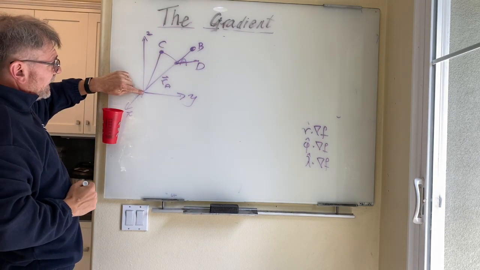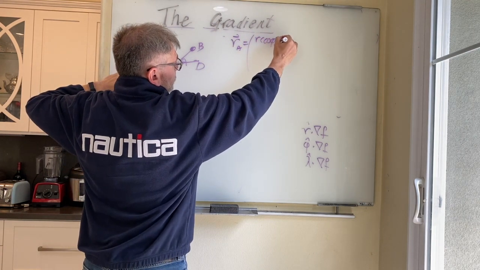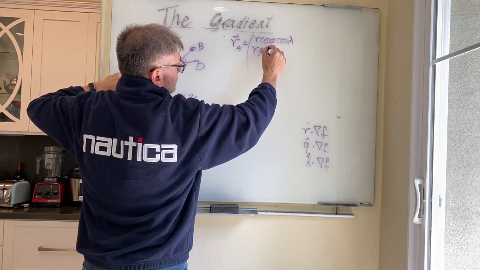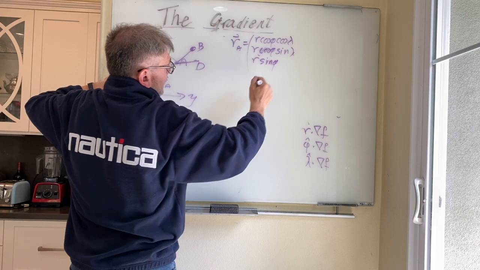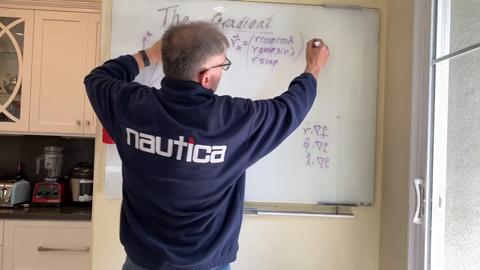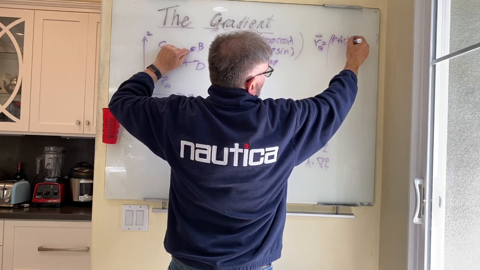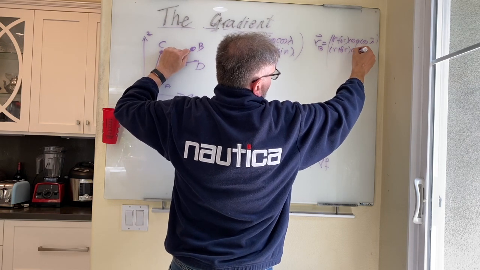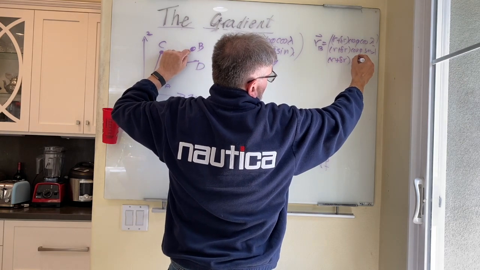So RA here is r cos phi cos lambda, r cos phi sine lambda, and r sine phi. And then the vector B will be one where I just perturb it in the radial direction. So RB will be (r plus delta r) cos phi cos lambda, (r plus delta r) cos phi sine lambda, and (r plus delta r) sine phi.